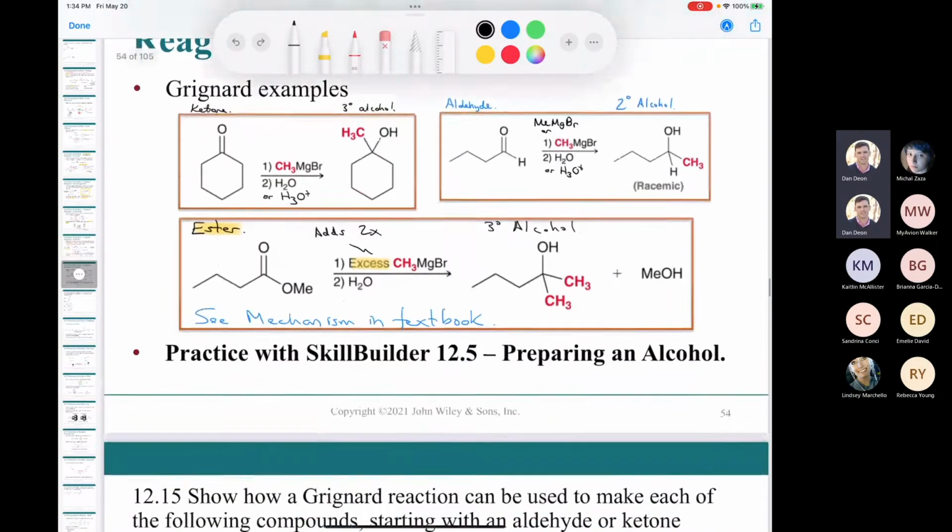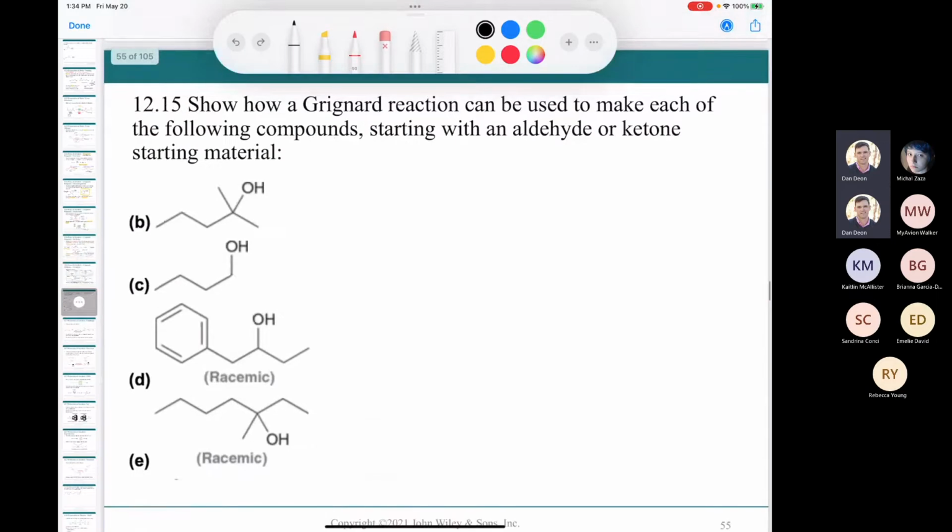Okay, let's take a look at a practice problem here. It says, show how a Grignard reaction can be used to make each of the following compounds, starting with an aldehyde or a ketone starting material. If we take a look at the first one, it's a tertiary alcohol. And remember, we want to start with an aldehyde or a ketone, not an ester. We've got 2 methyl groups, so those groups are identical, and then we have a propyl group over here.